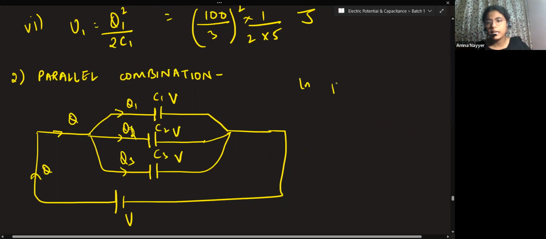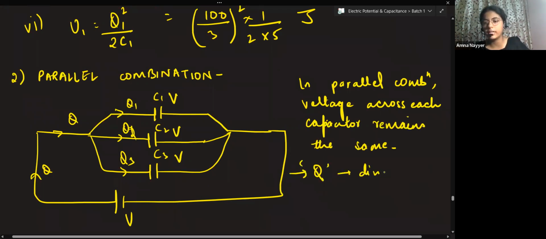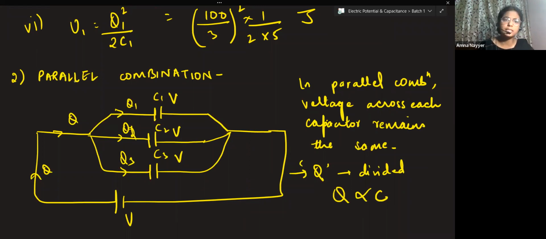So in parallel combination, the voltage across each capacitor remains the same. So here what gets divided? The charge gets divided. Now how does it divide? That is directly dependent on the capacitance. Whatever capacitance that you have, it is dependent on it.